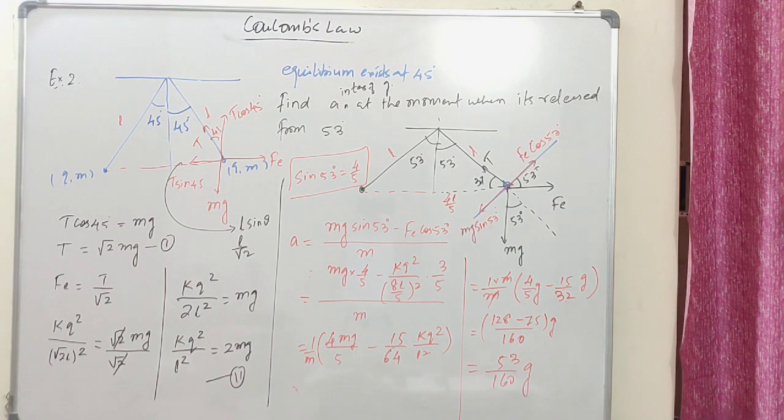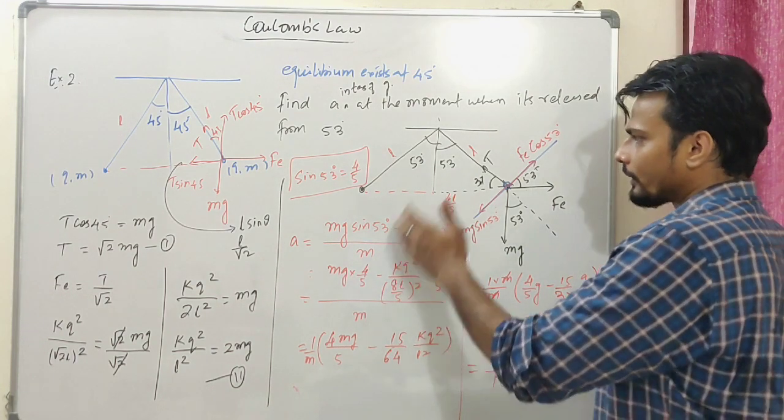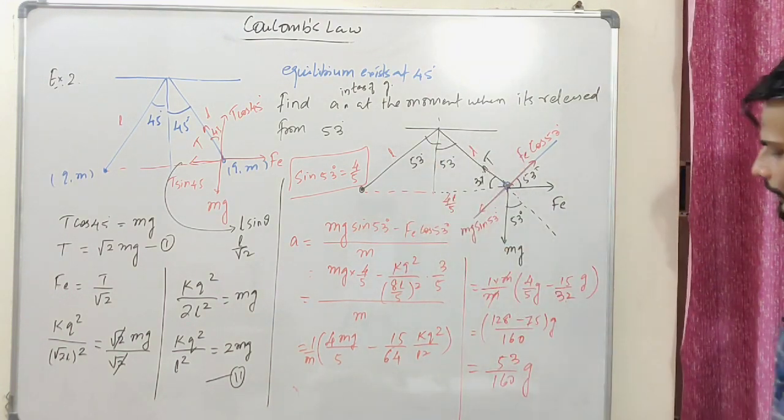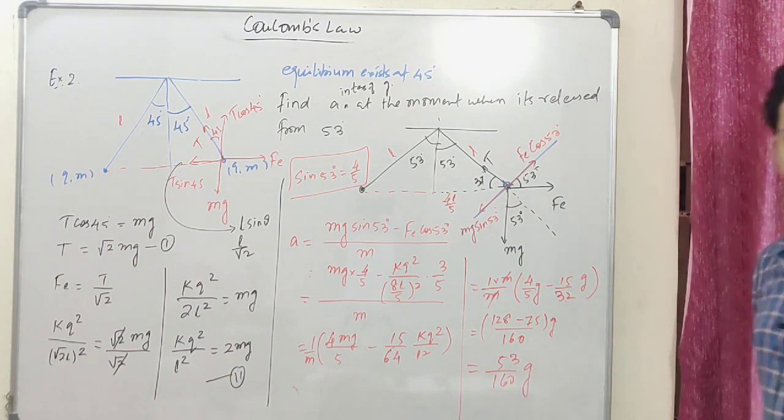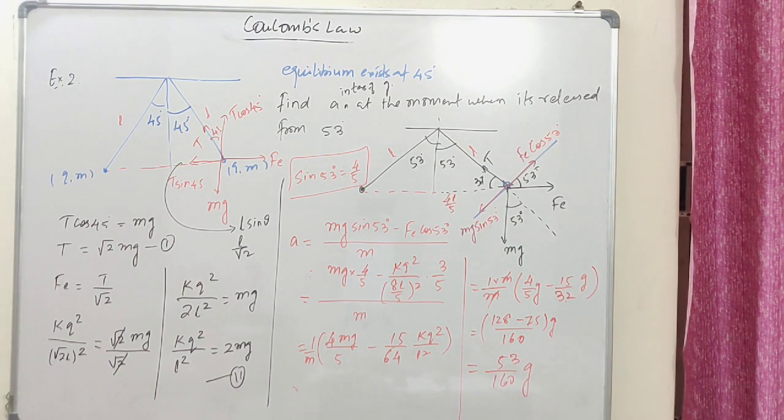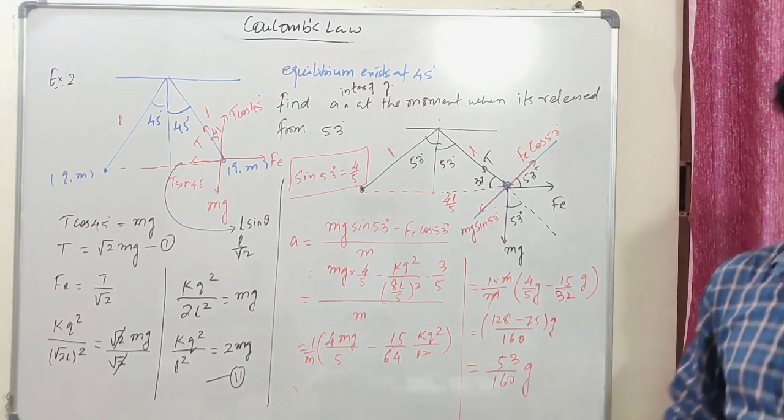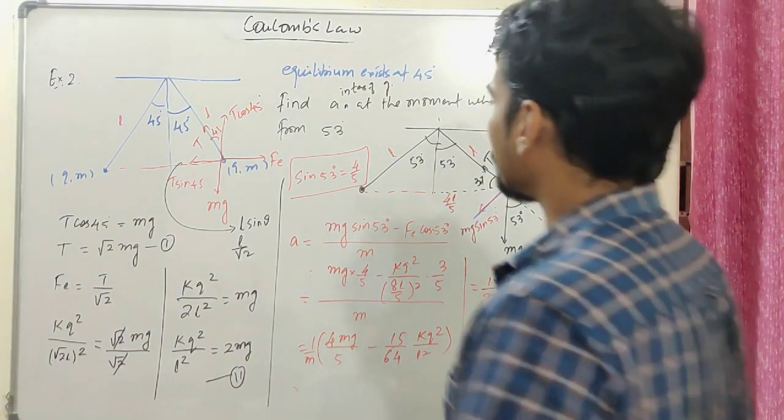So the value of acceleration in this case when it is released at 53 degrees should be how much? 53 over 160 g. Guys, quickly note it down. Then we're going to have one more illustration based on this. All right. Fair enough. Let's have one more question based on this.